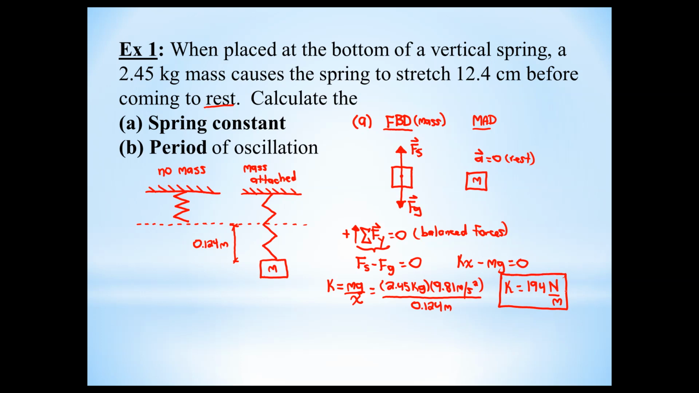Again, the way to interpret that would be if you took the spring and stretched it by exactly 1 meter, there would be a 194 Newton force acting on the mass at that position. Okay, B, let's calculate the period of oscillation. Well, we can just use our equation now to do that. So we have T is equal to 2 pi times the square root of m over k.